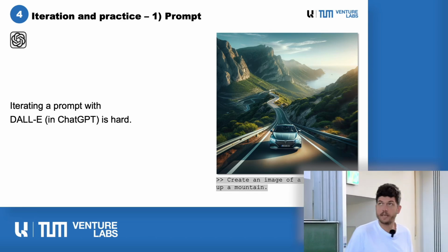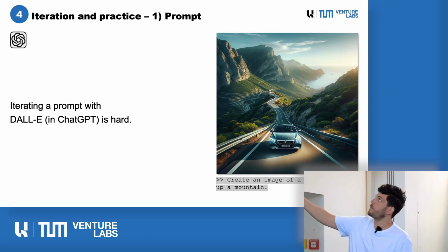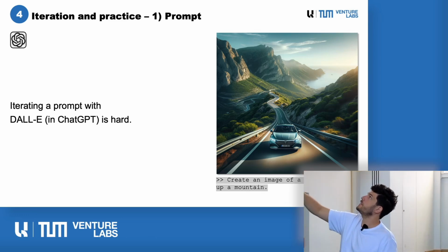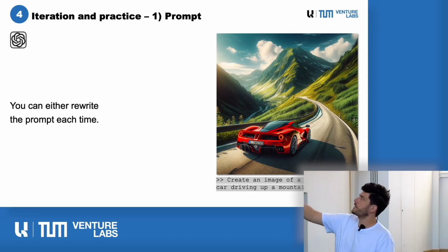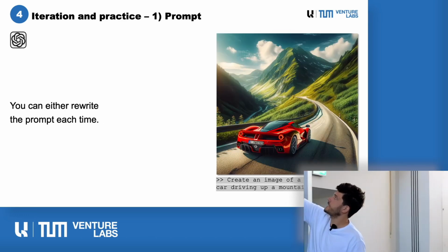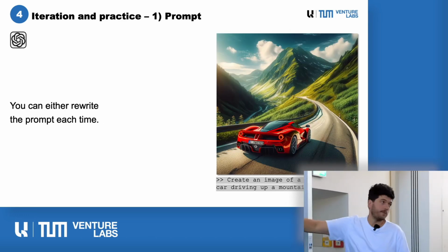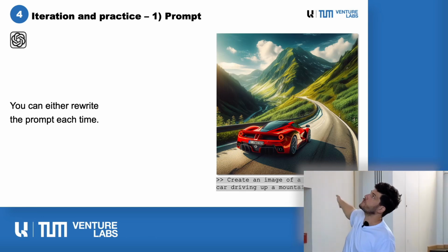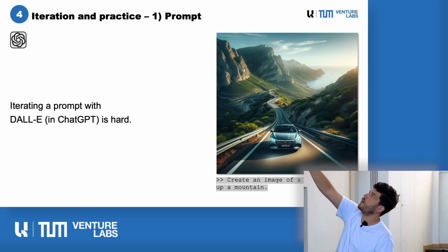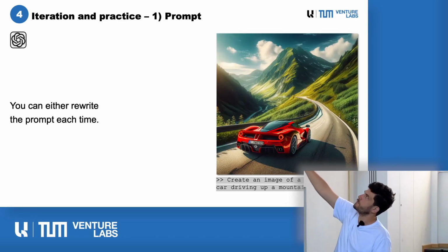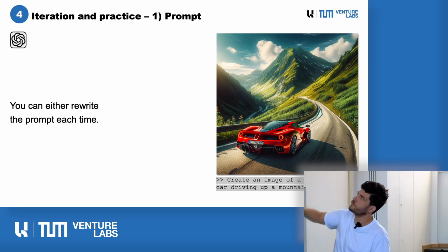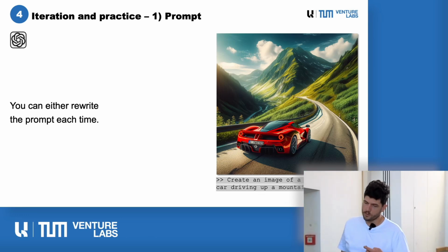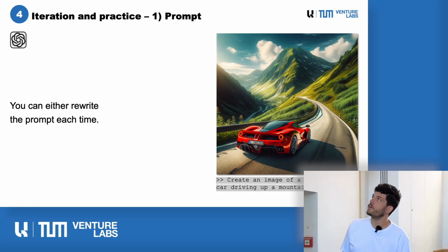So we have a picture of a car driving up a mountain. Fair enough, it's a car, it's driving up a mountain. If we say now create the same, so it's basically the same prompt, except we added red sports car, which obviously is a Ferrari apparently, and the entire scene is completely different. It's probably on a different continent, it's a completely different mountain, everything is completely different. So it's hard to prompt or to try to reiterate the prompt on DALL-E.